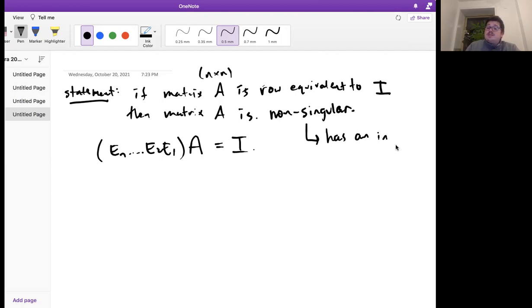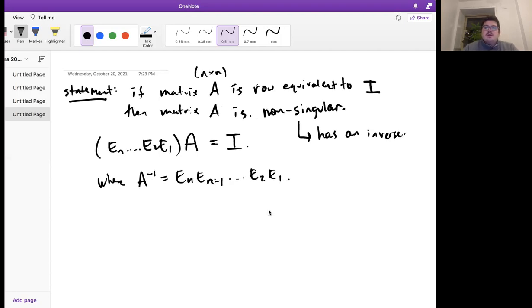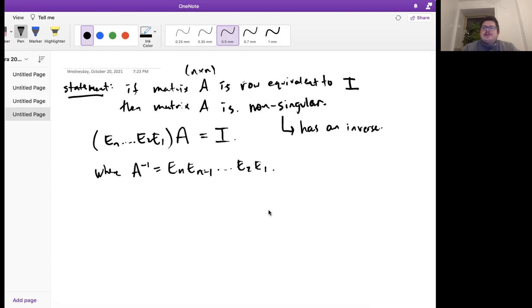By the way, what is the inverse? Yeah, A inverse is all the E's. And you have to keep track of the order, right? If you flip the order, then it may not be the inverse.